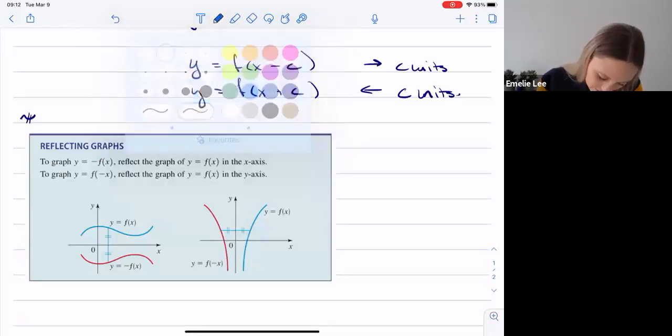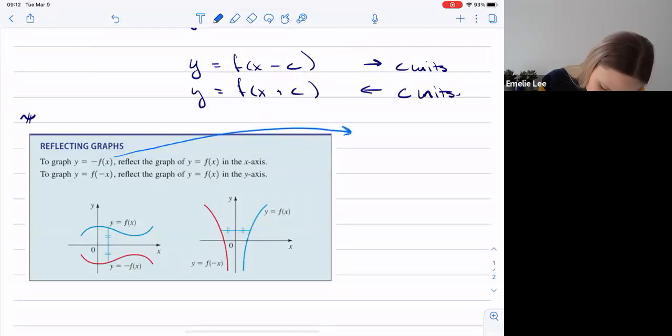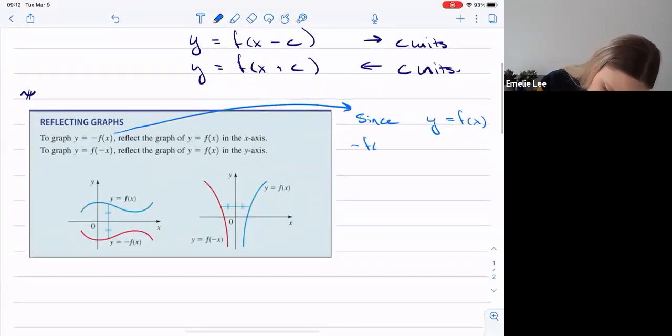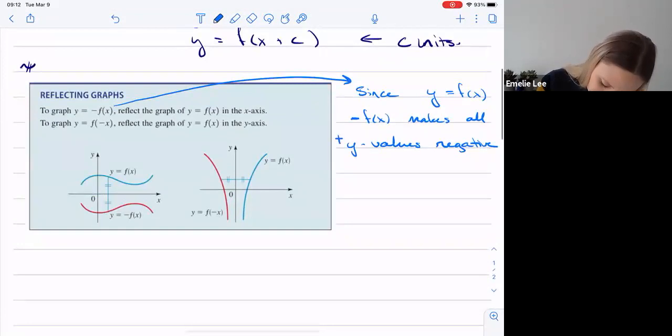So here, I'll make a note and say, since y equals f of x, negative f of x makes all positive y values negative, and all negative y values positive.